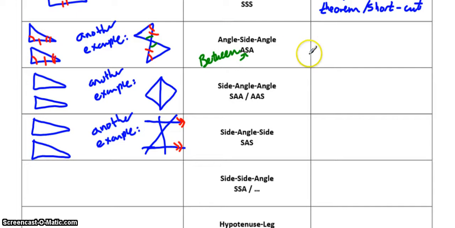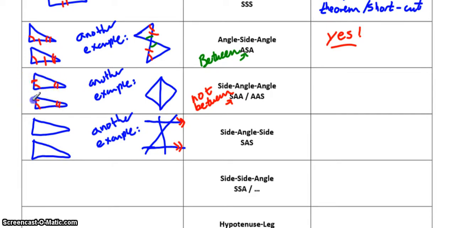And angle side angle, we learned last time, is a theorem or a shortcut to show that two triangles are congruent. Next, side angle angle. So side angle angle, similar to angle side angle, except this time the side is not between the two angles. So you might have maybe an angle here, another congruent angle here on both triangles, but then the congruent side is not between those two angles.